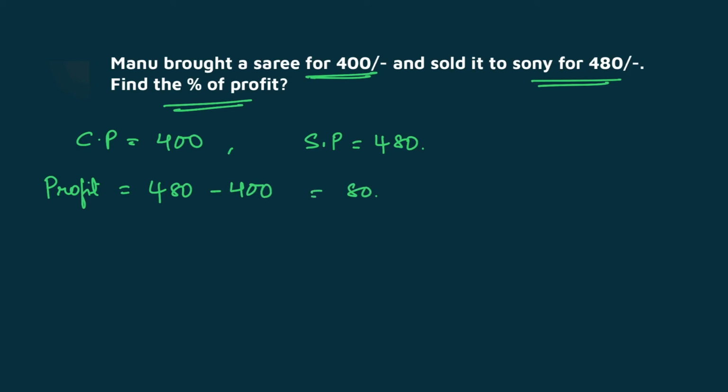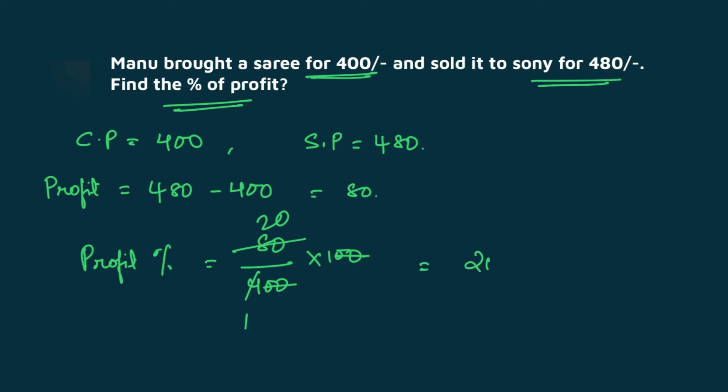Here they have asked to find the percent of the profit. So profit percentage or gain percentage is equal to profit divided by cost price, which is nothing but 80 by 400 into 100. Calculate this. Zeros get cancelled. 4 ones are 4, 4 twos are 8, so 20. It is 20% profit for Manu by selling the sari to Sony.